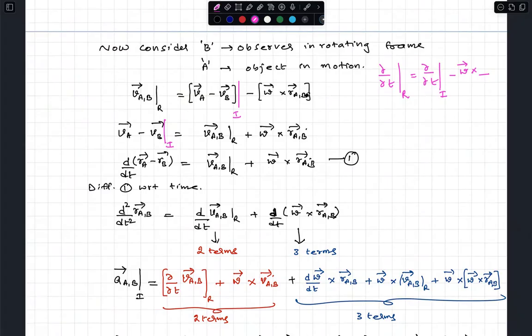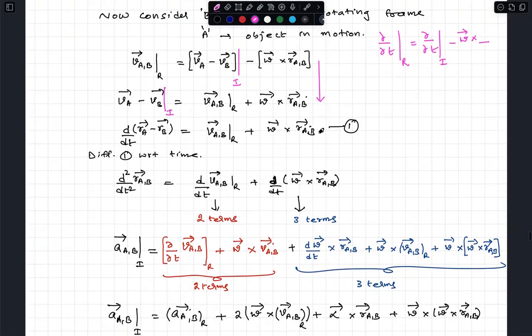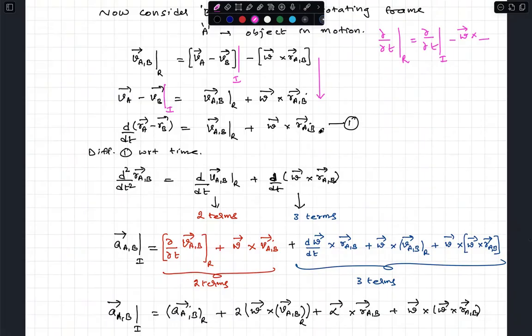You have any objection in moving from here to here? Any student in the class? Do you have any objection in the process of shifting from here to here? Any doubts?